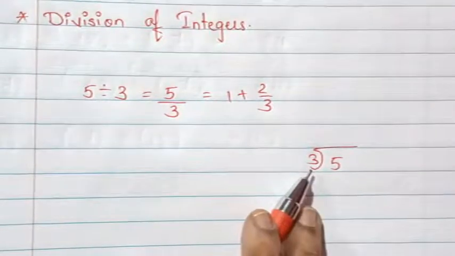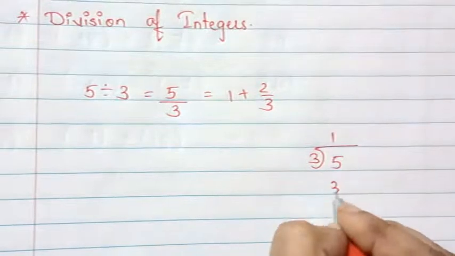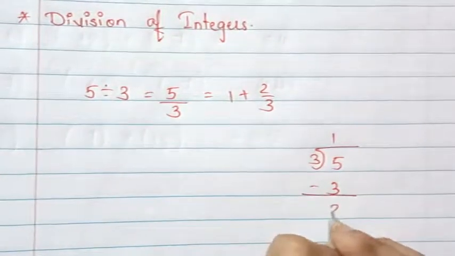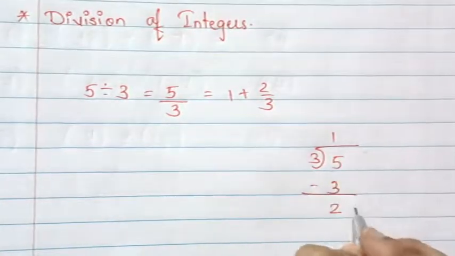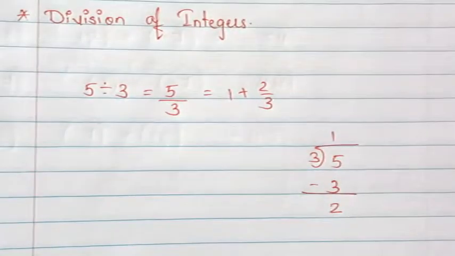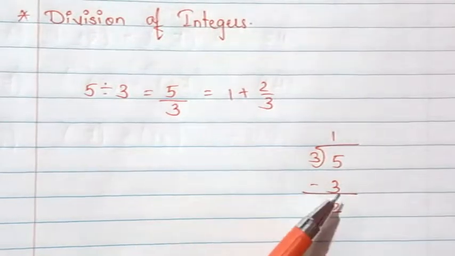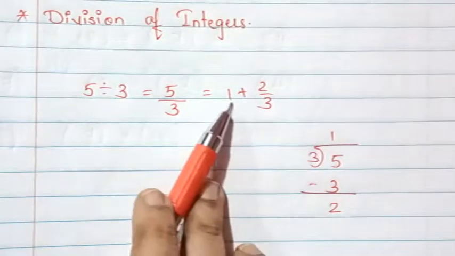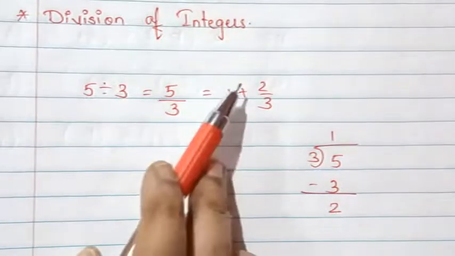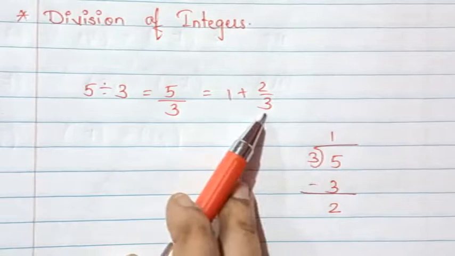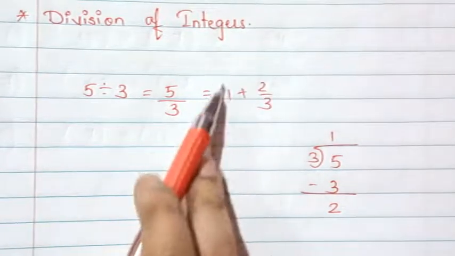5 is not divisible by 3, so you take 3 ones are 3, and 5 minus 3 is 2. There is no other number, so you would get a decimal, but you don't have to use the decimal point. Here 1 is the quotient, that is, the answer, plus 2 is the remainder, and 3 is the divisor. So did you all understand? Have you all got this mixed fraction?